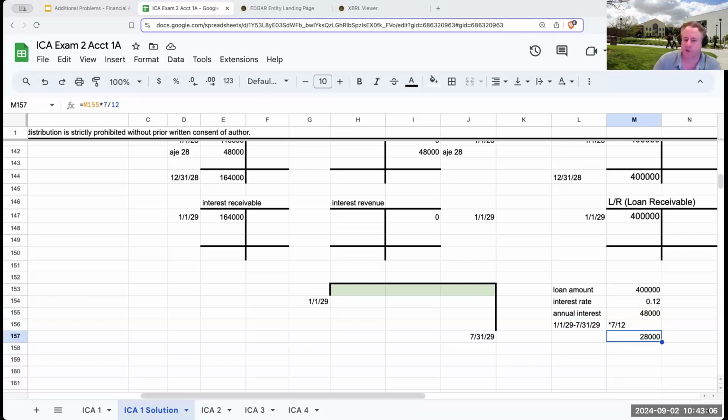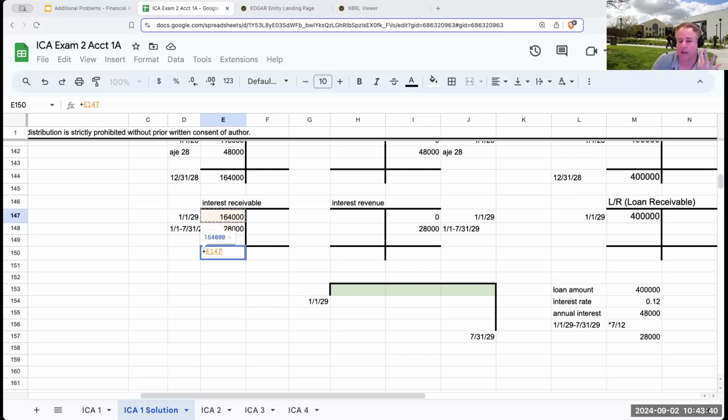So what I can do is I'm going to credit interest revenue for 1/1 through 7/31/29. I'm going to debit interest receivable over here for the 28,000. So whenever I pay back or when I'm receiving a loan, I need to accrue interest up until the date of repayment. Now, when I come over here, PDX is going to pay me back.